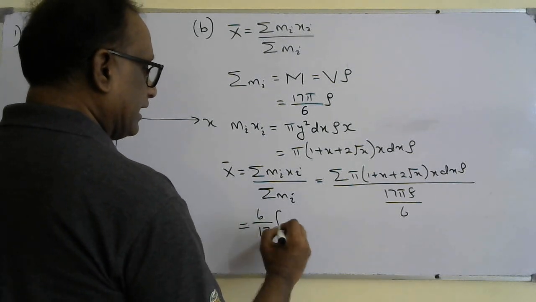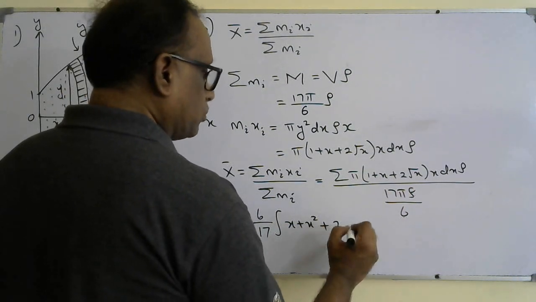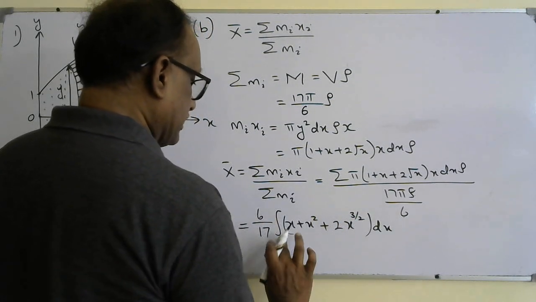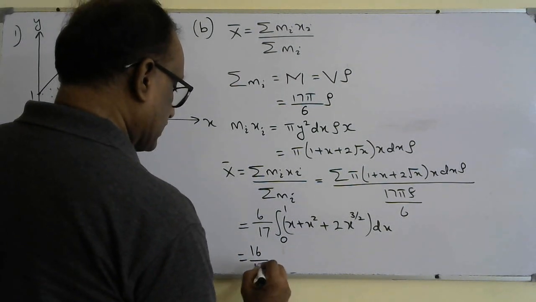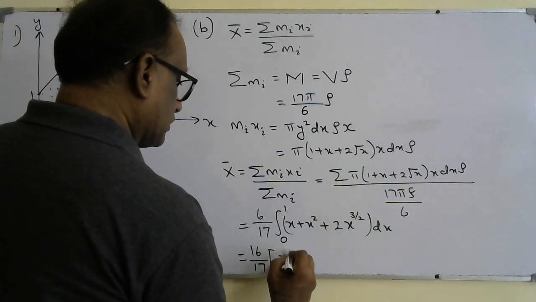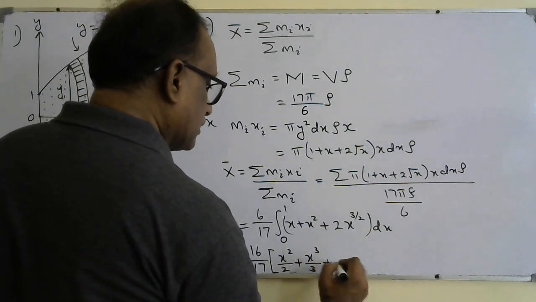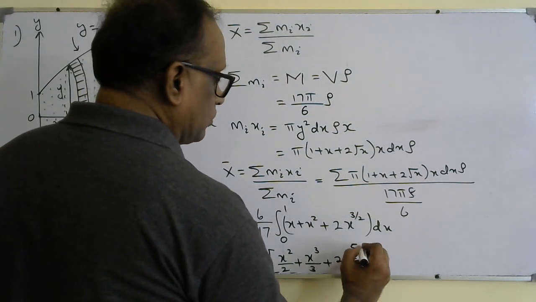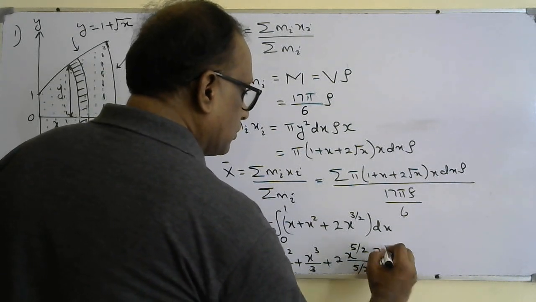6 over 17 times the integral of x plus x squared plus 2 x to the power 3 by 2, dx, from 0 to 1. If you solve it, that will be the center of mass. So that will be 6 over 17 times x squared by 2 plus x cubed by 3 plus 2 x to the power of 5 by 2 over 5 by 2, with the limits 0 to 1.